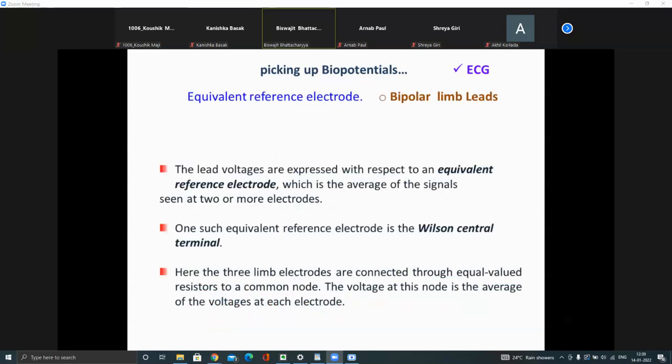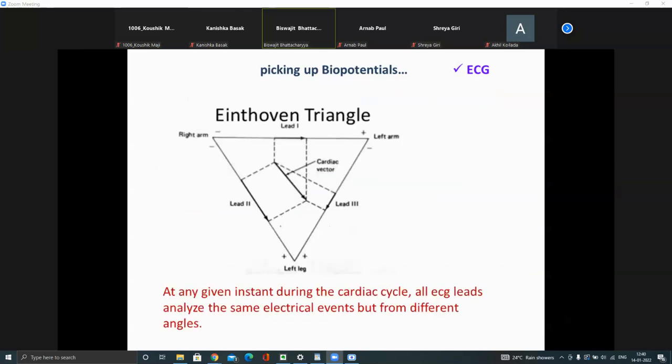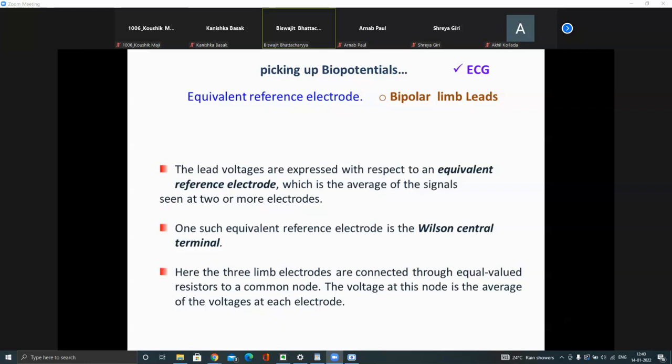Now one more thing: these are the bipolar limb leads. Our voltages can be found as positive or negative in different leads, so they are bipolar in nature. But their algebraic sum will always be 0.